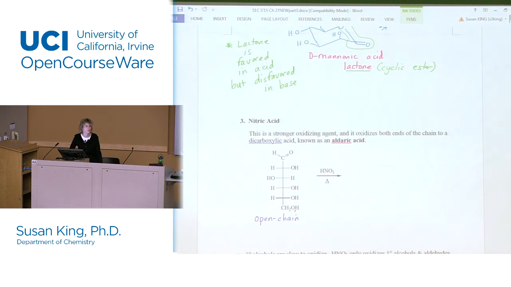What sugar is this? Everybody recognize that sugar? If you don't, good idea to recognize that by next Wednesday. Open chain D-glucose, right? When we oxidize that, we get both ends oxidized to carboxylic acid. It is slower to react with secondary alcohols, so the secondary alcohols are not touched.